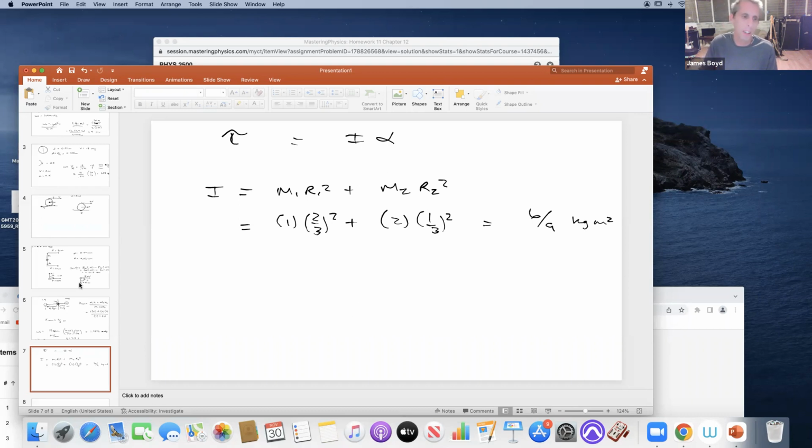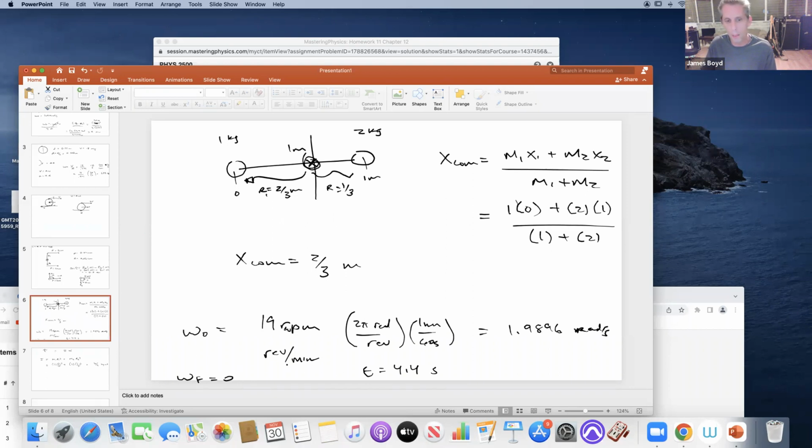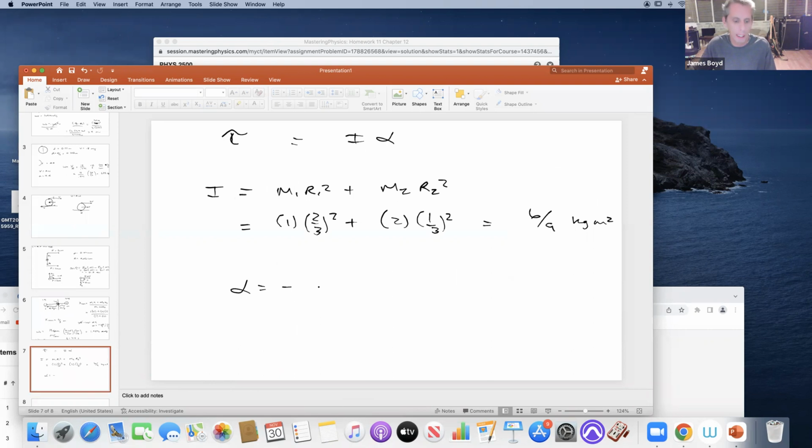Then we have to find alpha. In order to find alpha, we know omega initial, omega final, and T. Omega final minus omega initial was alpha T from the very beginning. So alpha, since omega final is 0, is going to be negative omega over T, dividing both sides by T. This is negative 1.9896 divided by 4.4. Alpha is negative 0.452182 rad per second squared.